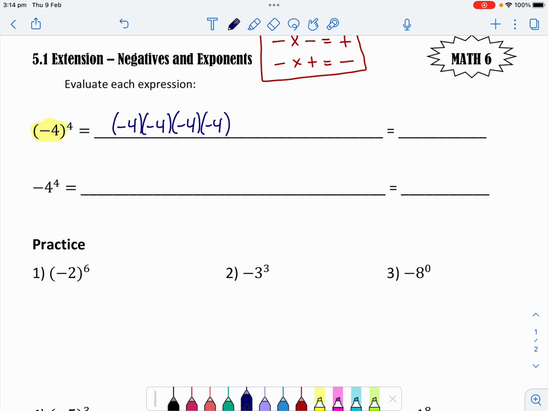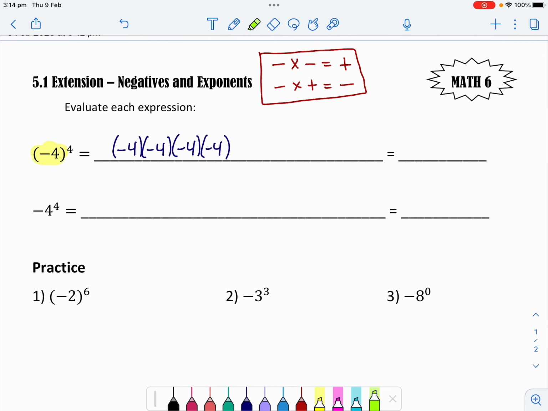Now, knowing that a negative times a negative is a positive, I can see that I have a negative times a negative, and then I have another negative times a negative. So this entire answer is going to come out positive. And when you type this in the calculator, that's what should happen if you're typing it in as you wrote it. So negative 4 in parentheses to the fourth power is positive 64. Nope, it's 256.